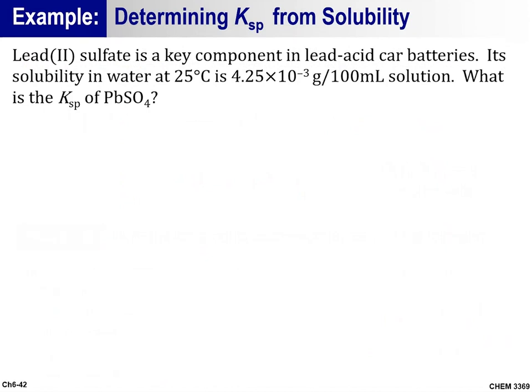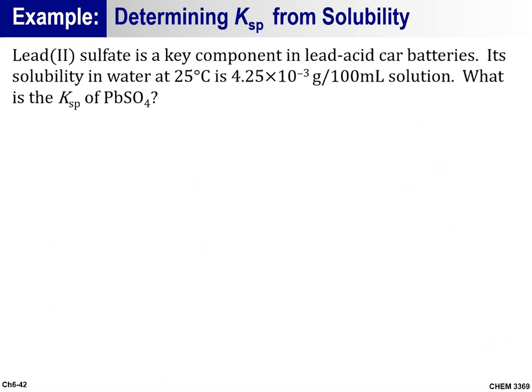Okay, can we do one more example? That's going to be quick. So in this example, we're calculating the solubility product, the KSP, from the solubility. So we know the solubility of lead sulfate. It's 4.25 times 10 to the negative third grams per 100 milliliter. We want to calculate the KSP.